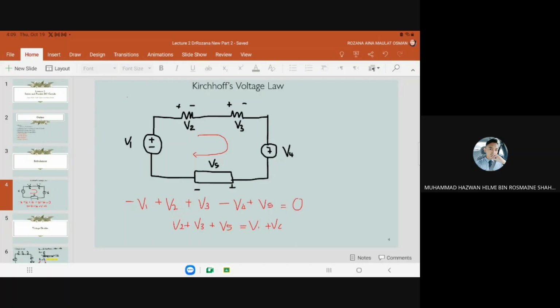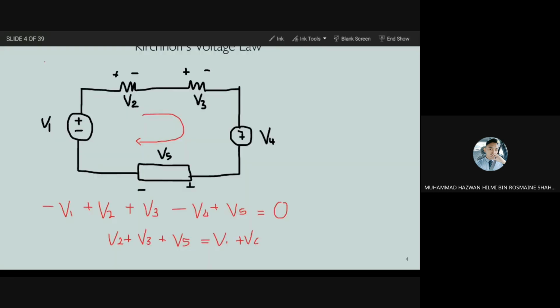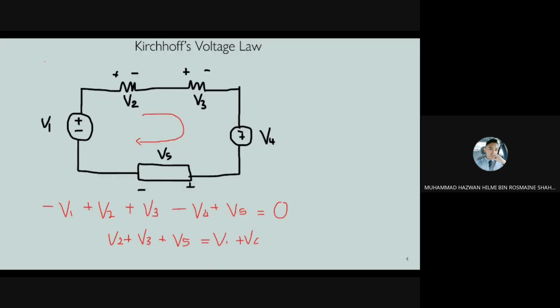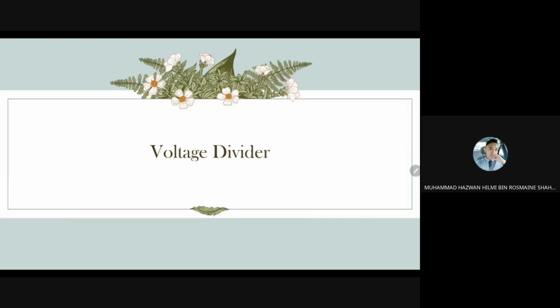Okay, this is just a refreshment about the voltage. So you got negative V1 plus V2 plus V3 minus V4 plus V5 equals 0. V2 plus V3 plus V5 equals V1 plus V4. This is just a refreshment for you.